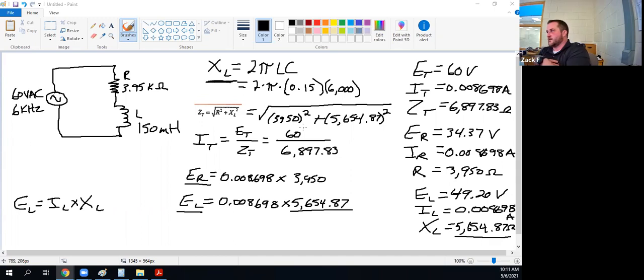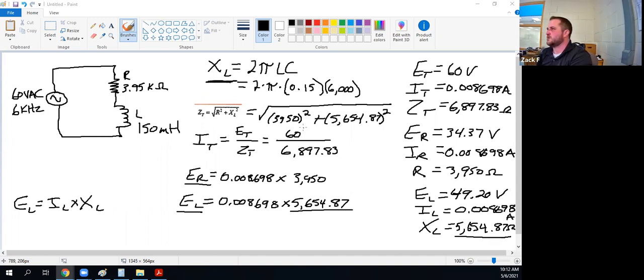Nothing will make them in phase because of the way an inductor reacts in the circuit, right? If you had a resistor in there that was 5,654 ohms of resistance, they would be in phase. The total voltage in that case would be 83 volts.